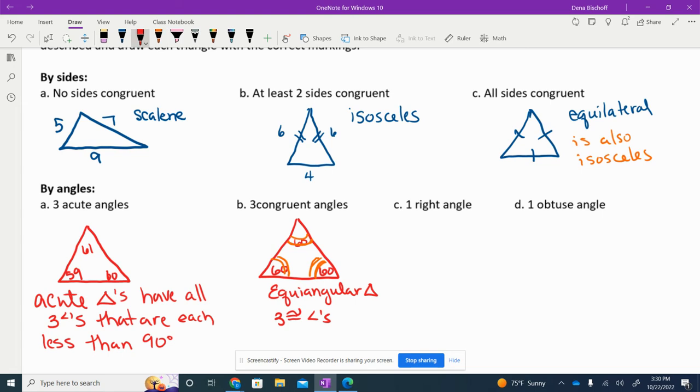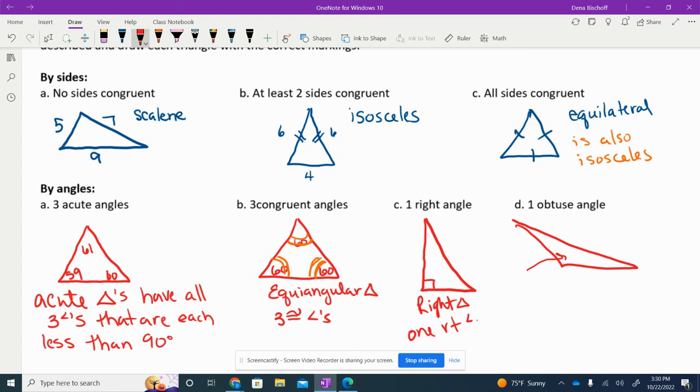And then we have what's called a right triangle. So a right triangle has to have one right angle. So this is a right triangle, one right angle. And then the last one is an obtuse triangle. So this is the obtuse angle. And that means that the angle is greater than 90 degrees, but it's less than 180.